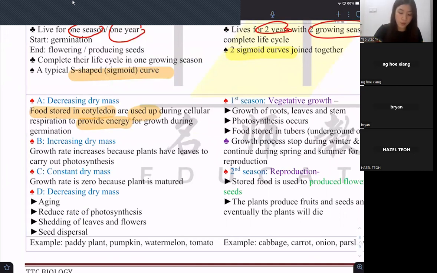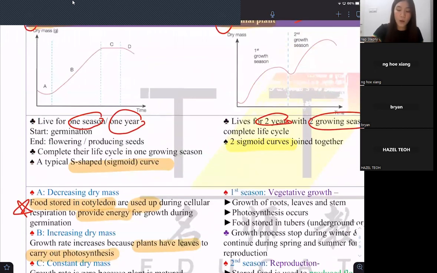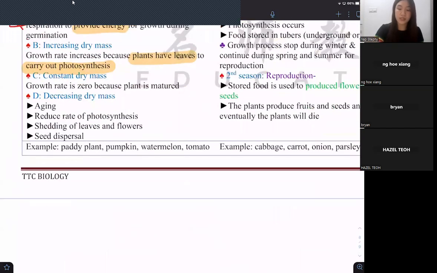Yeah, so this is the most important one you want to know. Okay, but after that, why when you go to stage B is the dry mass increasing? Because now the plant has leaves already, so it can carry out photosynthesis. It can produce a large amount of glucose. So that's why the dry mass will increase. But at the end, why when you go to stage D does the dry mass reduce again? Same also for humans. When we go to old age, our body height and body mass also will reduce due to the aging process. So for the plant, all the living processes will also reduce. So that's why the dry mass will decrease.